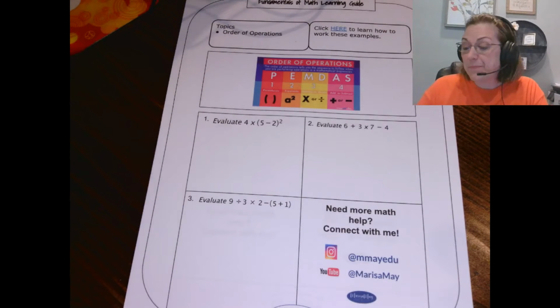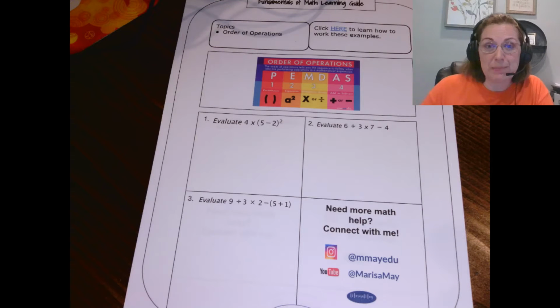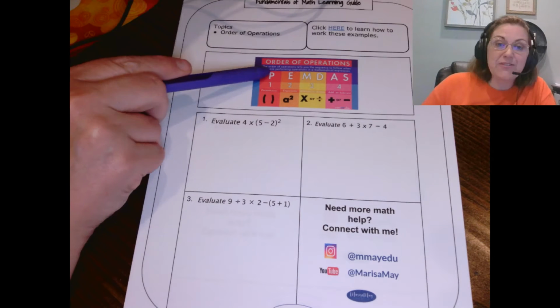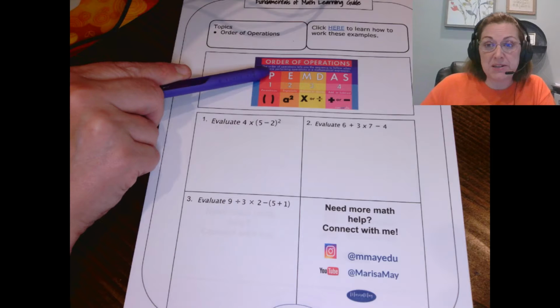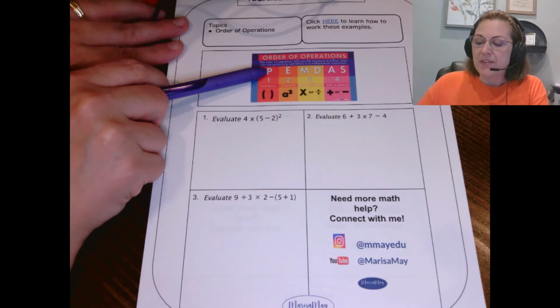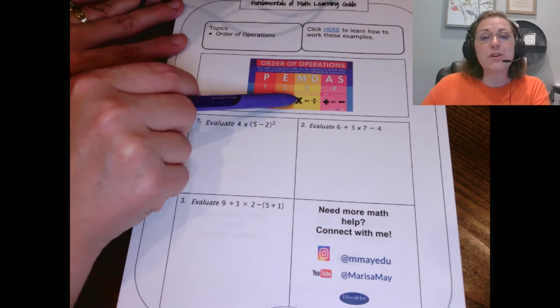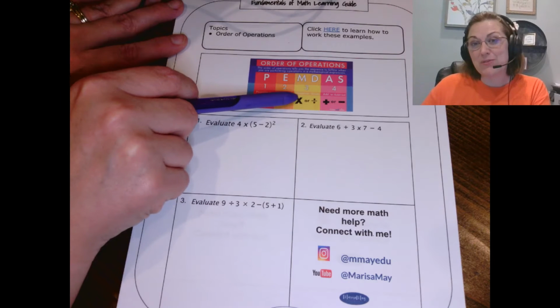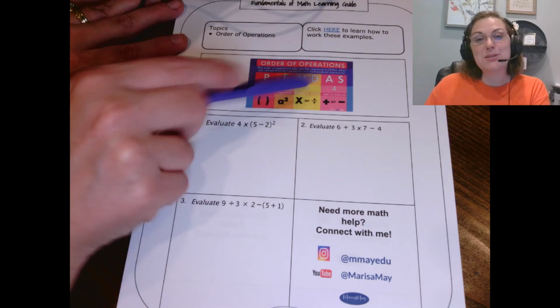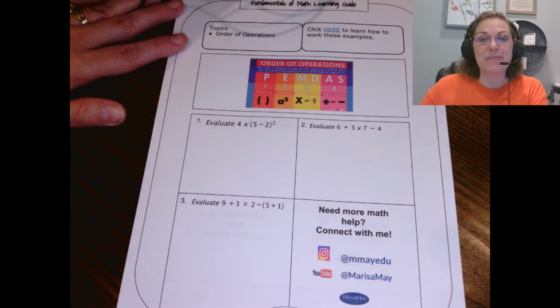Well, let's jump in. We're all about order of operations in this video, and I've left the acronym PEMDAS for you to help you remember that we do parentheses first, then exponents, then we multiply or divide in order from left to right, then we add or subtract again in order from left to right.